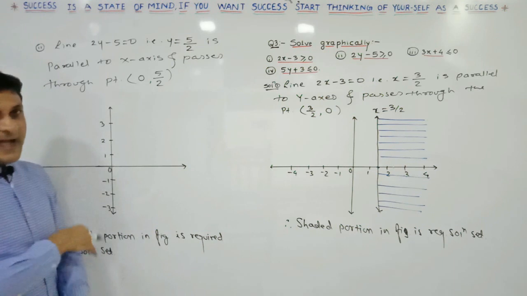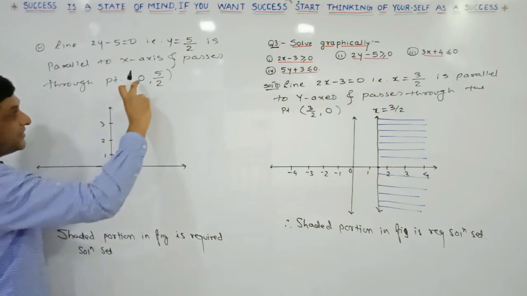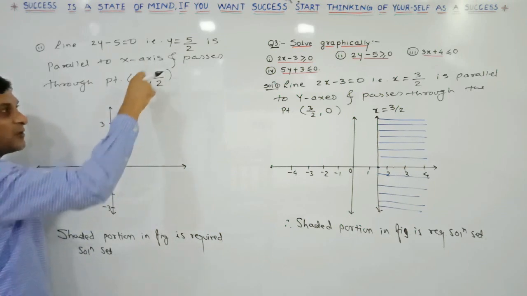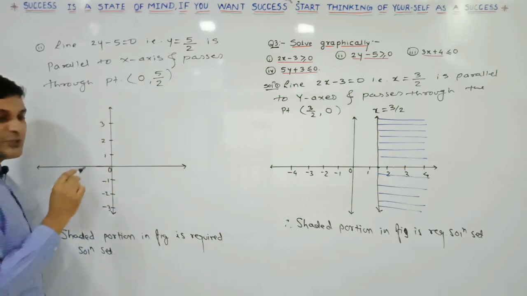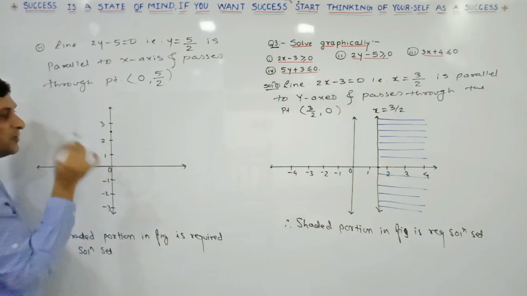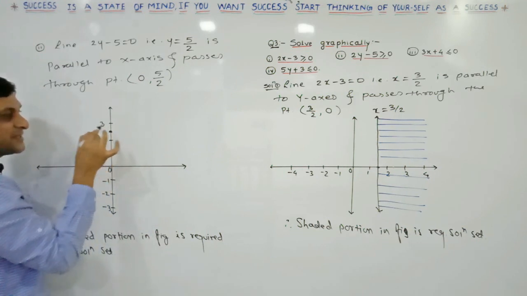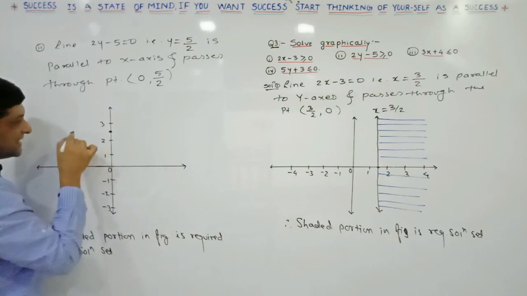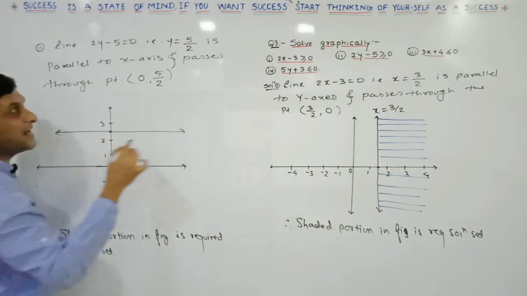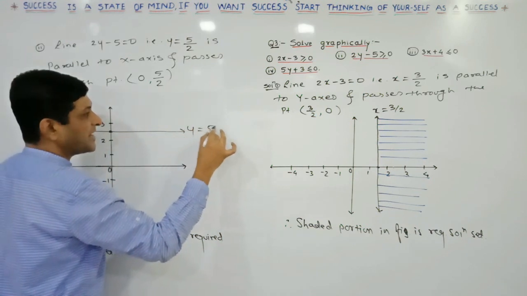Point lies on the y-axis. So here the coordinates of the point are (0, 5/2). 0 means the point is on the y-axis, and the y-coordinate is 5 by 2, which means 2.5. 2.5 lies somewhere in between what? 2 and 3. So our line passes through this point and is parallel to the x-axis. This will be the rough sketch of our required line, y is equal to 5 by 2.